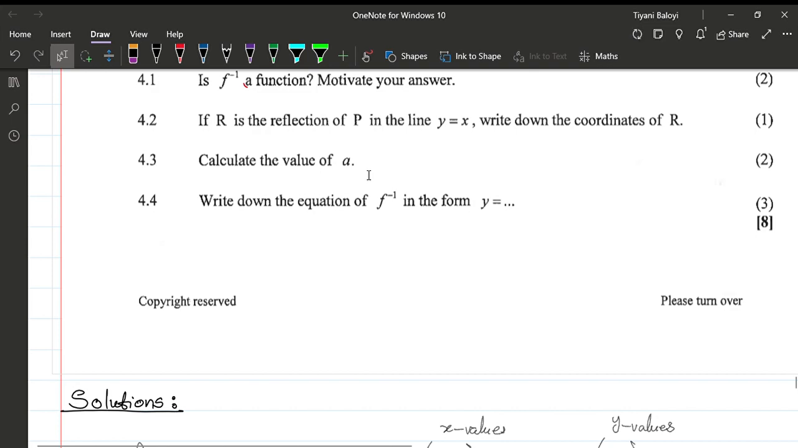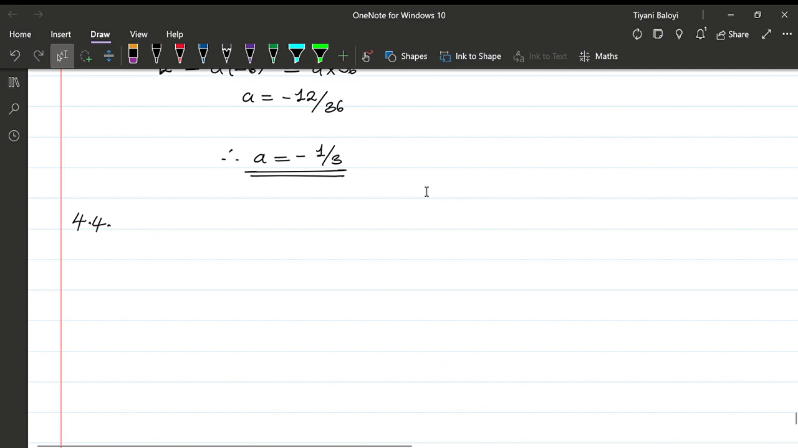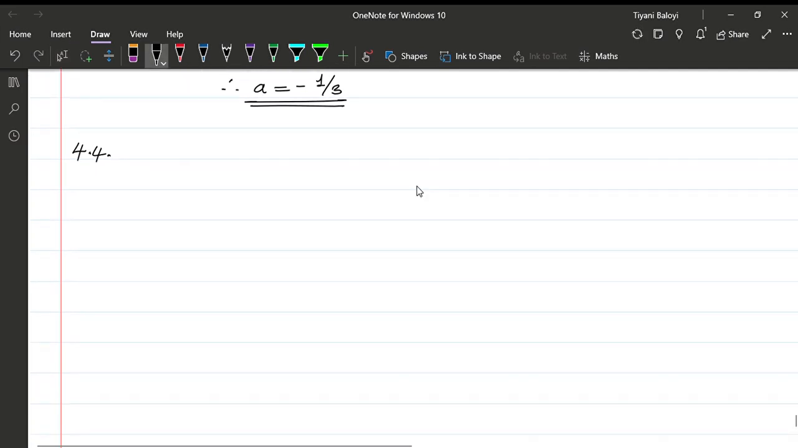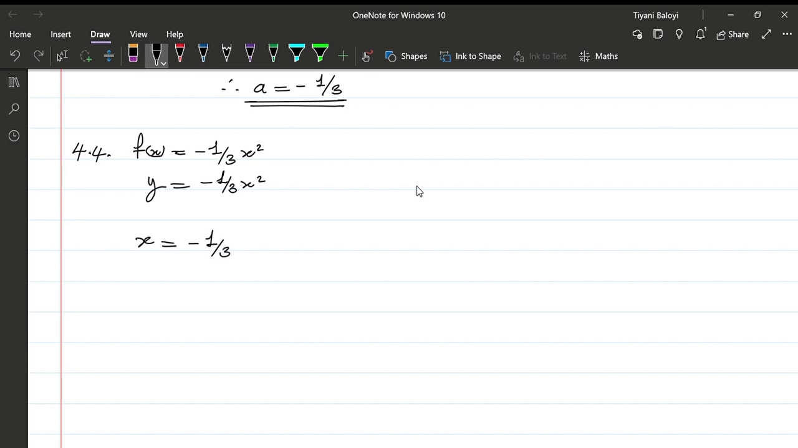So you say write down the equation of f to the power minus 1 in the form y. So that is the inverse, right? So we know what f of x is now. It is negative 1 over 3 x squared, which is y is equal to negative 1 over 3 x squared. You want to interchange because we want to find the inverse. So you will have x is equal to negative 1 over 3 y squared.